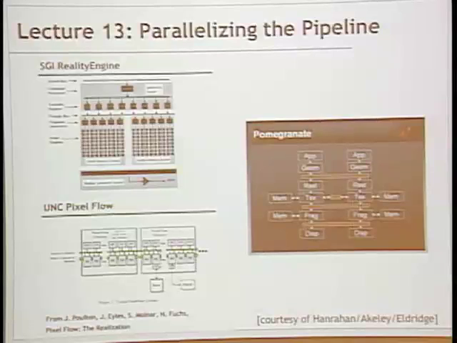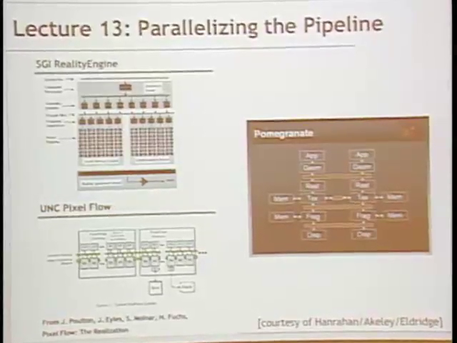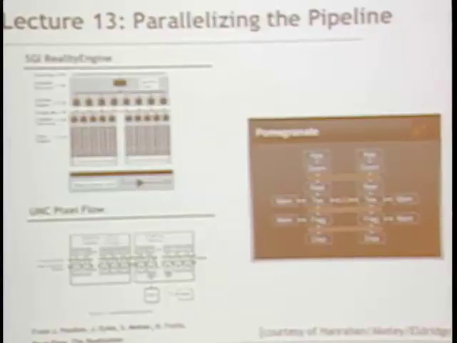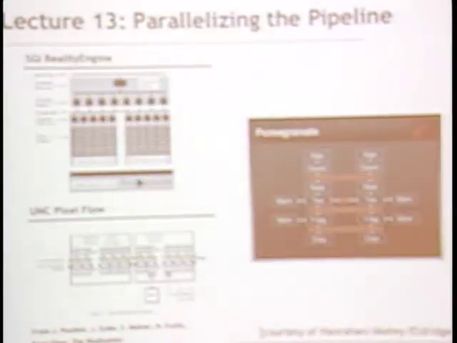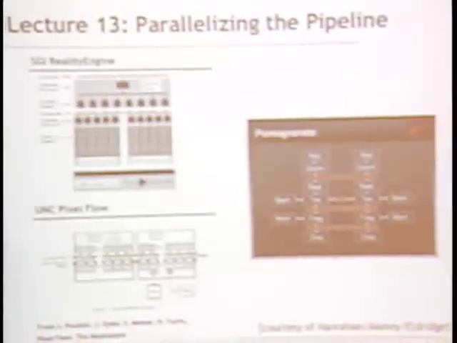Then my last lecture is going to be on parallelizing the pipeline. This uses a lot of historical machines. SGI's RealityEngine is 1992. So you have one pipeline. And hardware. What happens if you want to make it twice as fast? You have twice as much hardware.